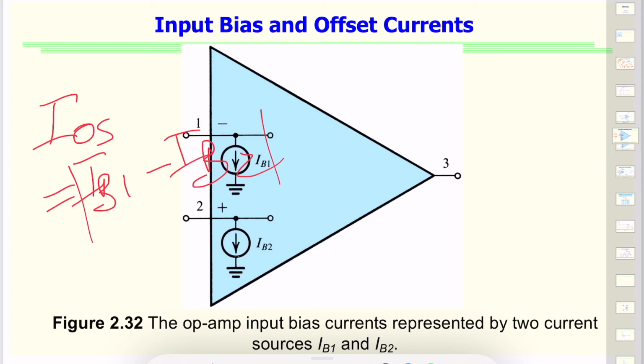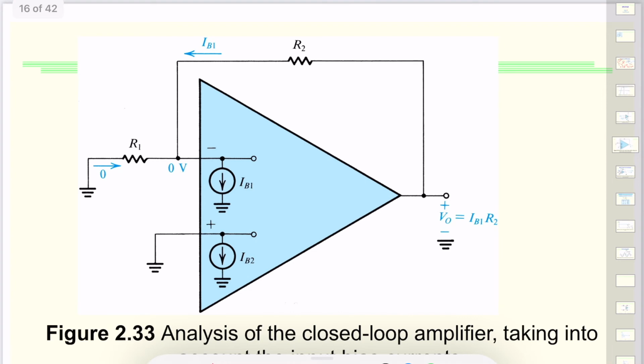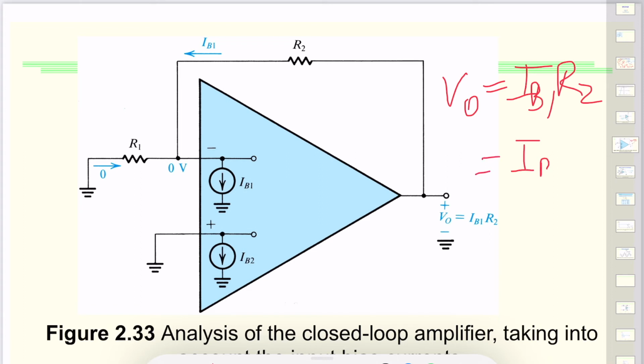If you look at an input bias circuit like this, we think about what the output voltage is due to this IB that's supplied to the circuit. We can see from this circuit that V naught, or V output, should be IB1 times R2, because that's the current going through and that's the voltage drop that it is seeing, and this is almost equal to IB itself.